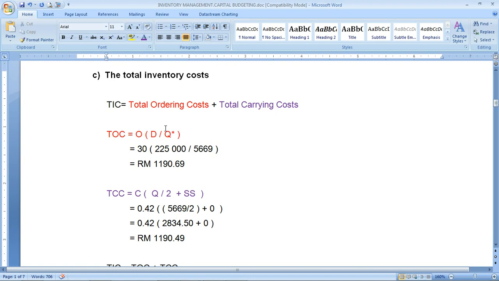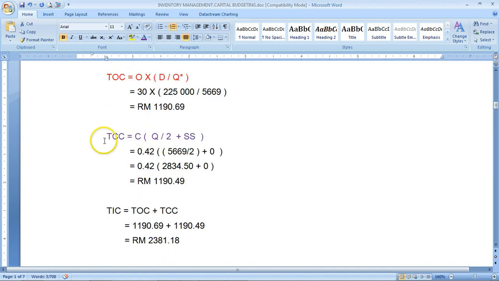Okay, what symbol is this? This is actually times. Okay, what is this? Times. Very good. So you get your total ordering cost. Don't make any careless mistake. You cannot let go of this answer like this. This is only the total ordering cost. What does the question ask you? Inventory cost, total. Okay, so next, total carrying cost is what?